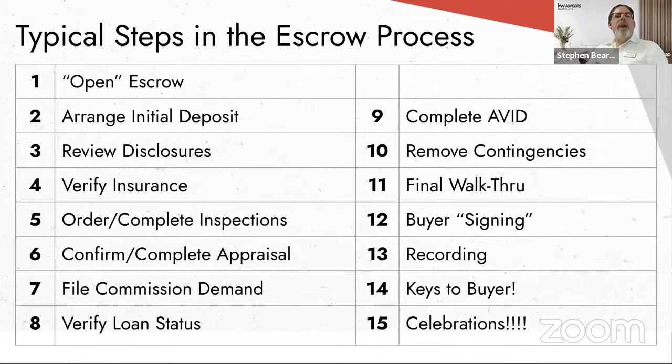Open escrow, arrange the initial deposit, review the disclosures from the seller, verify the insurance, order and complete inspections, confirm and complete the appraisal, file your commission demands so you get paid, verify the loan is going through properly, complete your agent visual inspection disclosure, or the AVID short form, remove the contingencies, final walkthrough with your client, buyer signing, recording, giving them their keys, and celebrations.